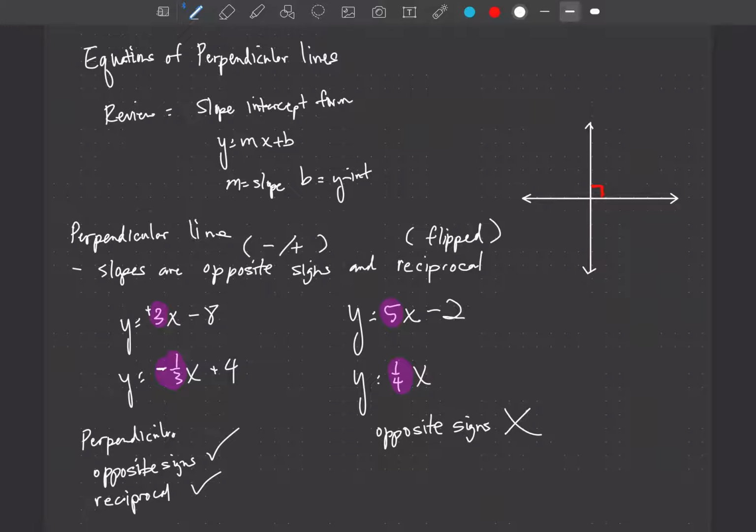We can even go on further and see that 5 and 1/4 are not reciprocals of each other. If you flip the 5 over from the numerator and the denominator, you don't get 1/4, you actually are supposed to get 1/5. So even reciprocals are not here. So this is not perpendicular.